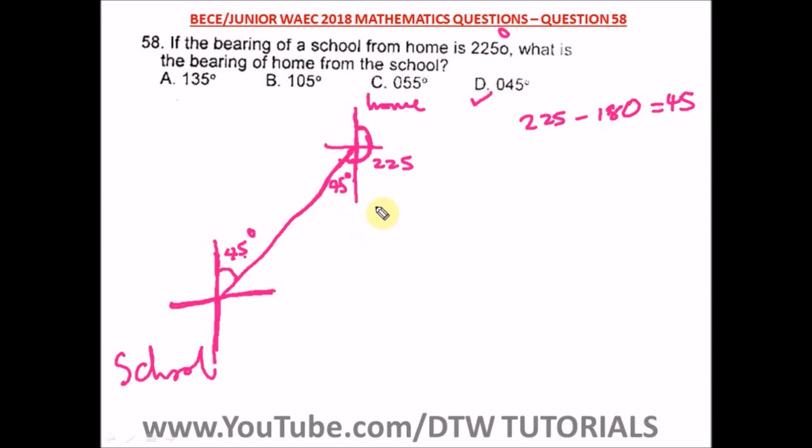This is how to take bearing. You start your bearing, you don't go from this quadrant. No, you start from this quadrant, and you count in a clockwise direction, not anti-clockwise. You start from this quadrant here. So the bearing of home from the school is from here to here, which is 45 degrees, gotten from this angle here, because they are alternate. So our right option is option D.